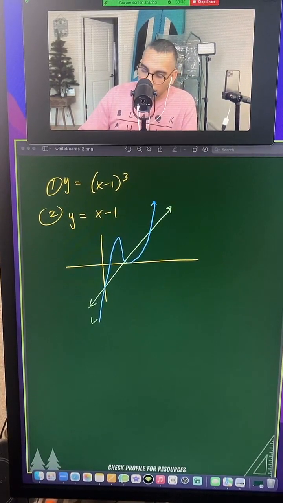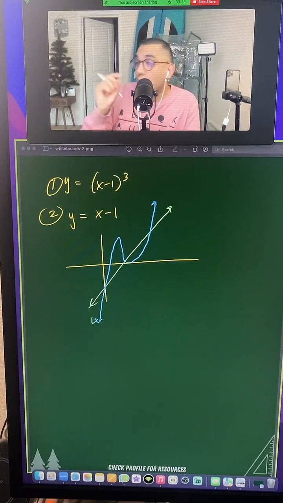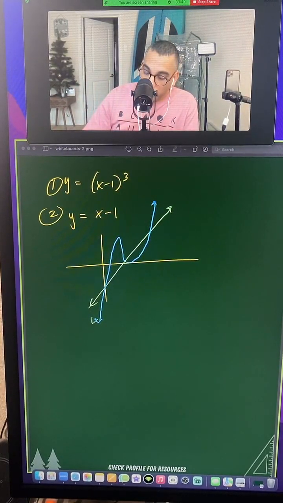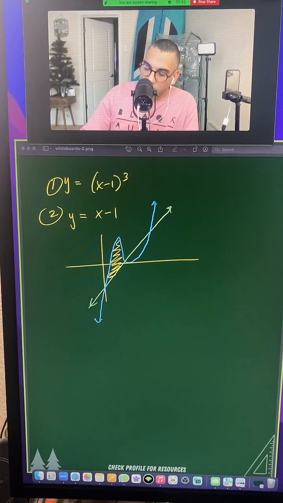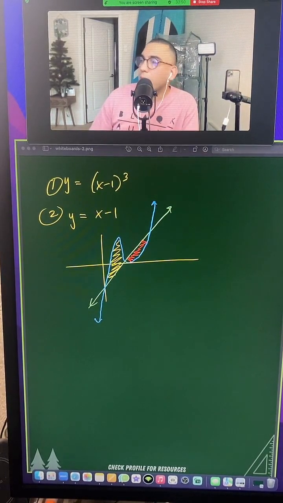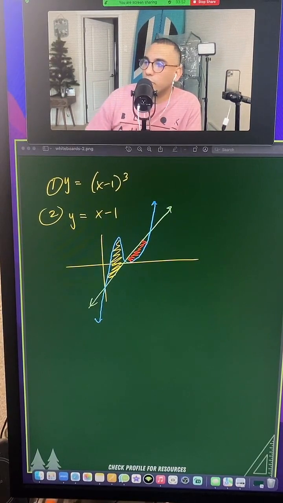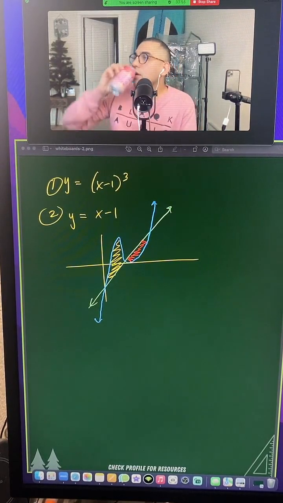You guys can probably guess where these functions intersect, but we need to find where these functions are equal to each other, because we have 2 different areas. We have an area that's in yellow, and then we're going to have an area that is in red. So how do we find where these functions are equal to each other? What are we supposed to do?